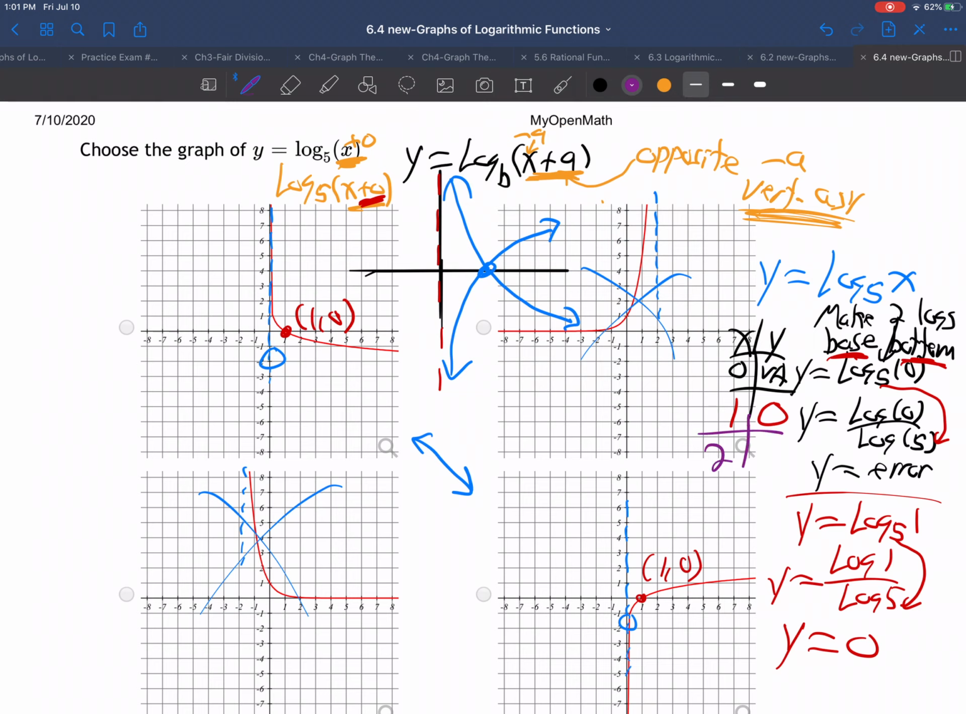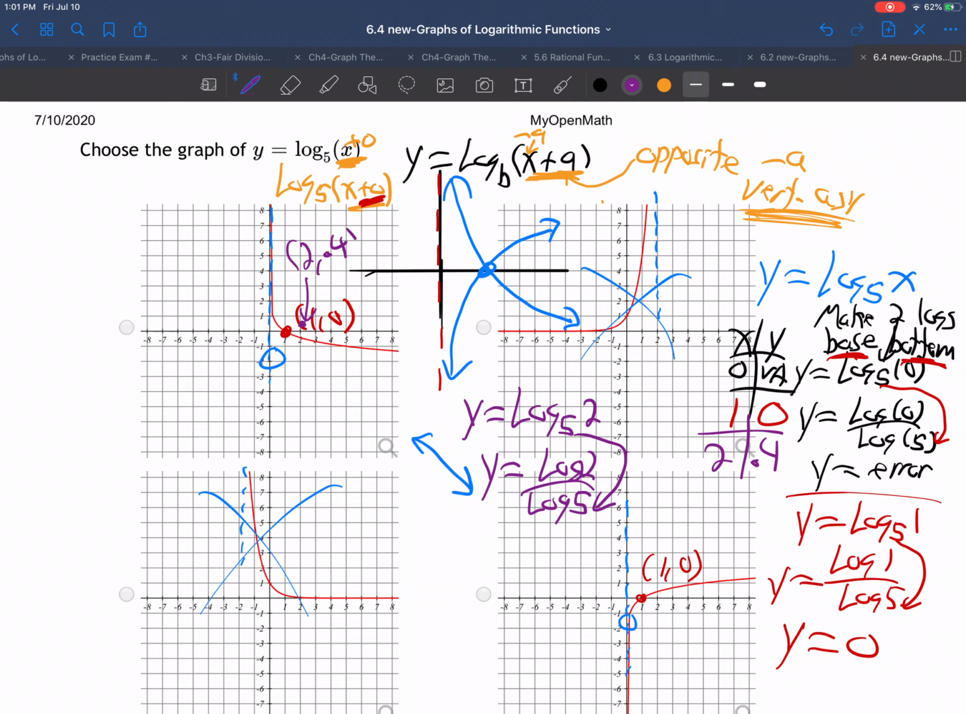So let's go to 2. When we do 2, y equals log base 5 of 2. You know what to do: make it into 2 logs. The base goes to the bottom, because base means the bottom, like the base of a table is the bottom of a table. So on my calculator, log 2, then divide that by log 5. I'm getting 0.43, so about 0.4. So over 2, up 0.4. That should be up right about here.